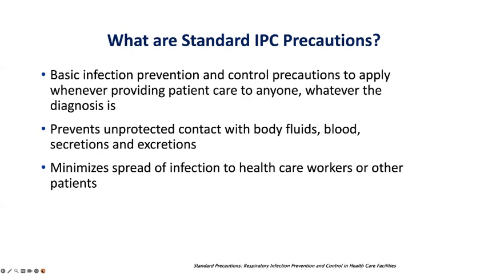So we think it's important that there are some basic precautions that are applied universally to everyone. And as the second bullet said, the idea is to prevent unprotected contact with body fluids, blood, secretions, and excretions. And in doing so, we minimize the spread of infection to healthcare workers, to other patients, but also to other staff who work in the hospital, including porters, including people who work in administration, and also to family members. I'm sure for some of you, it's quite common in your countries that members of the family will stay in hospital with a patient.